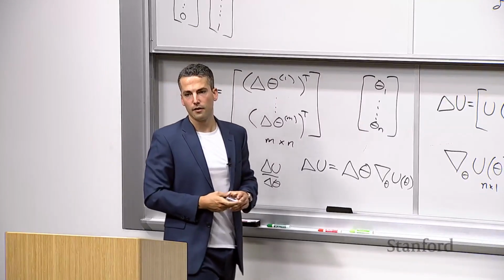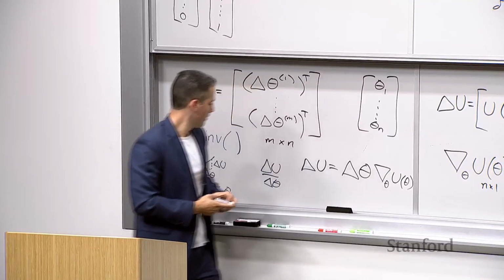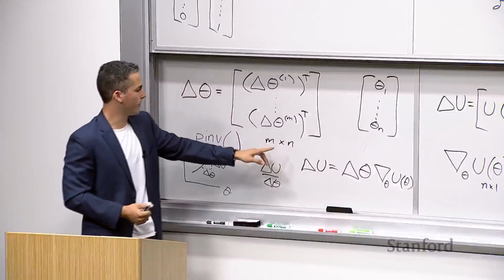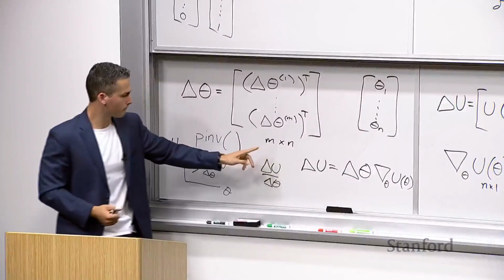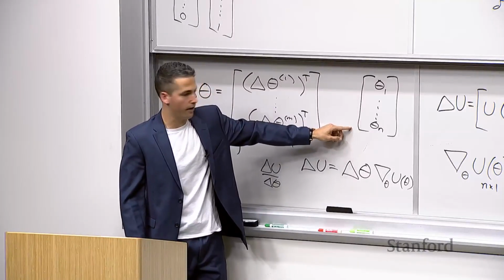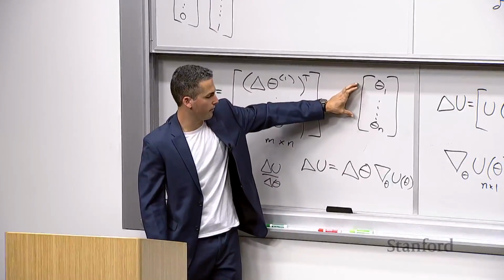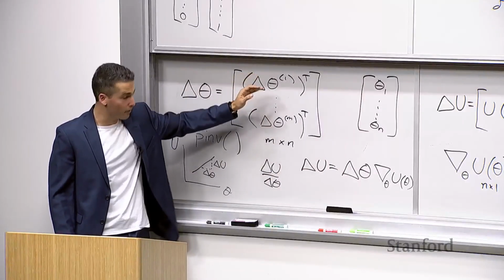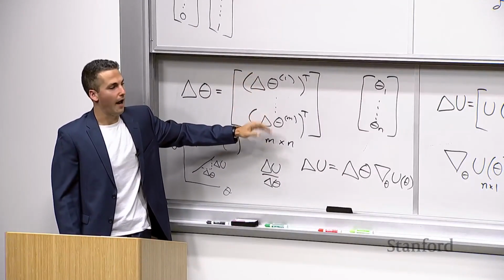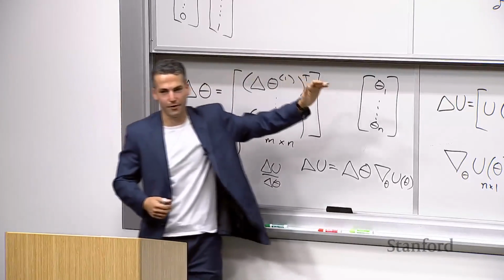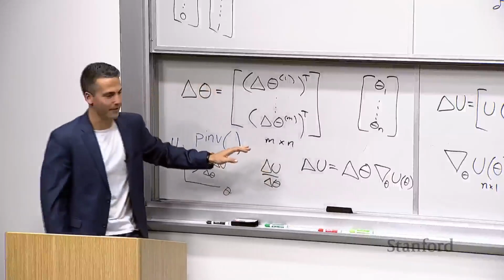Yes? Just to make sure, N is the number of the ones, this matrix here? Yes. So the question was, what is N? What is M? N here is the number of parameters that we have in our theta vector. And M is just the number of these random perturbations that we're doing. But then we also, like I mentioned, have M rollouts that we're doing as well. But those are different M's. So we're using a lot of M's here.